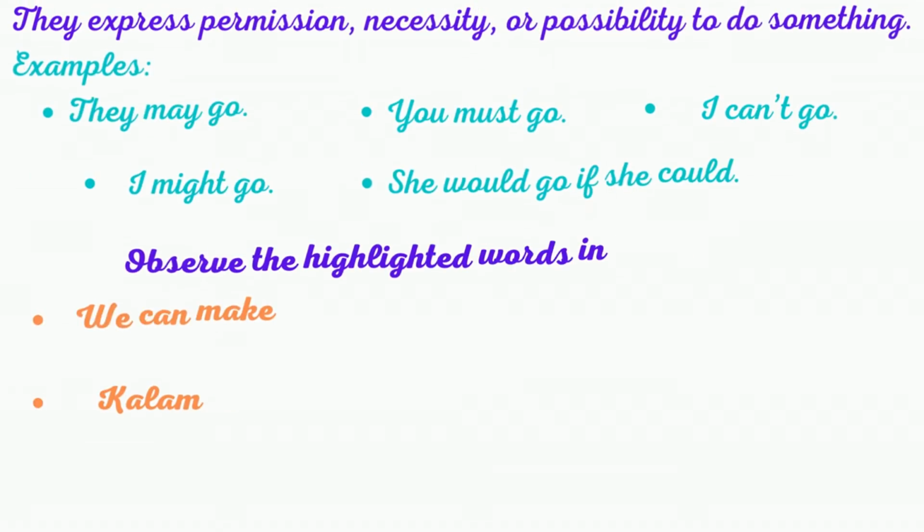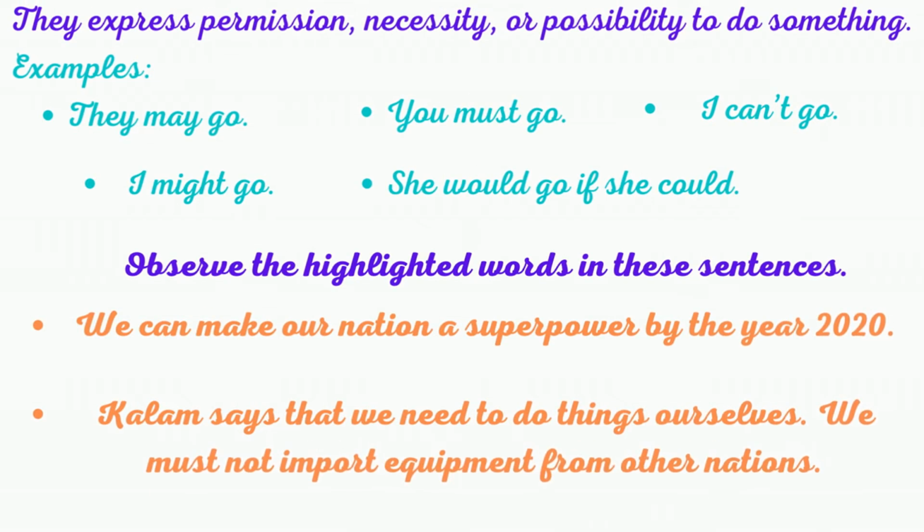They express permission, necessity, or possibility to do something. Examples: They may go. You must go. I can't go. I might go. She would go if she could. Observe the highlighted words in these sentences.